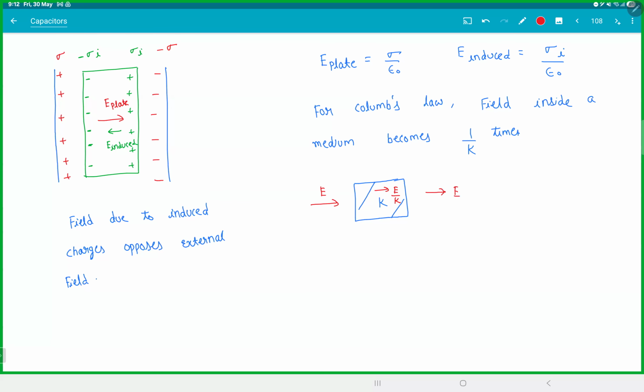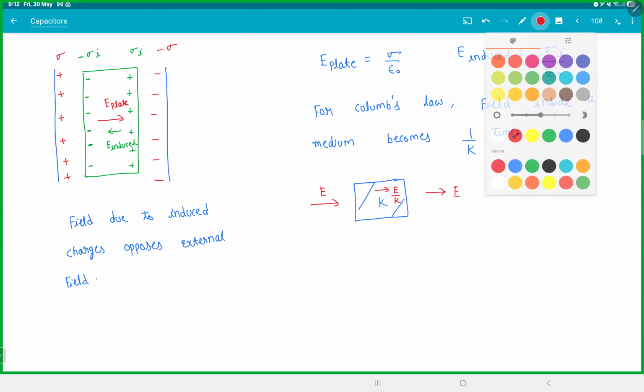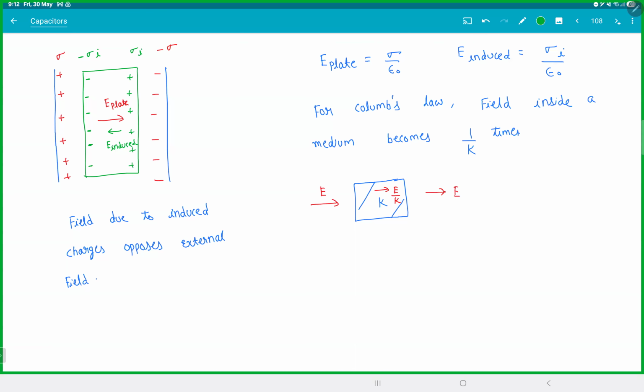You're getting this? Why is the field decreasing? Because of the induced charges. And why it won't affect outside? Think about it. If this is minus and this is plus, what is the field outside? Both will cancel, right? So that slab will not create any field outside the slab. They will create the field only inside the slab. Do you guys agree with that?